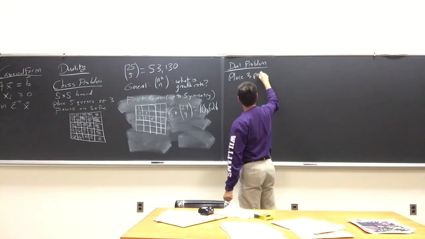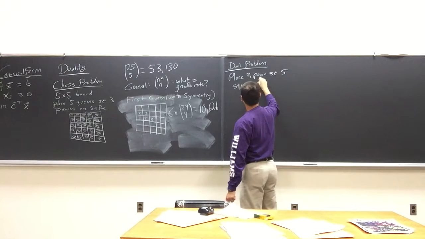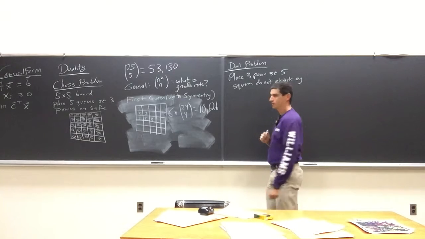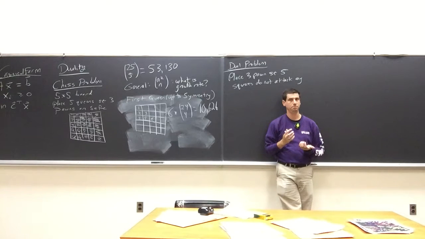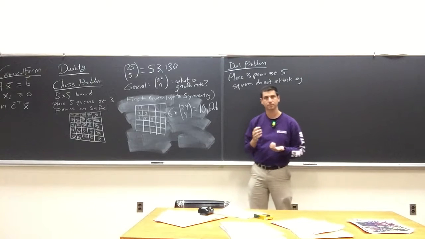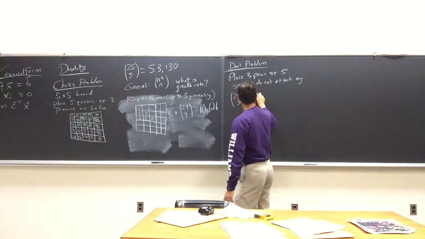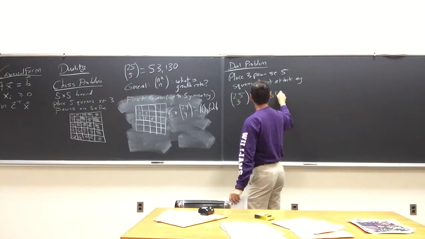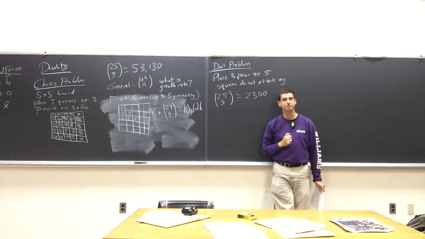So let's place 3 pawns so that 5 squares do not attack any. Okay? How many ways are there to do this naively? What about you? 25 choose 3. Which, what a surprise, I have written down over here is 2,300. Much better. Almost another factor of 5 savings.